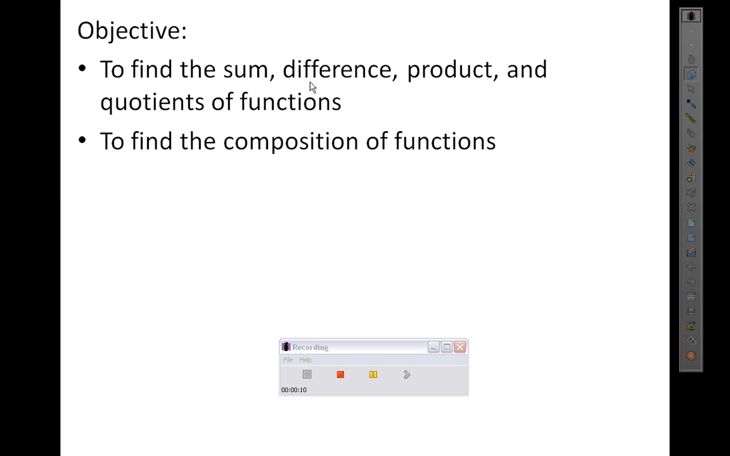And we all know sum, difference, that means adding and subtracting. Product and quotient, that means multiplying and dividing. But we're going to do that looking at different functions. We're also going to look at the composition of functions. That's where we're going to be combining some different functions and creating new ones.